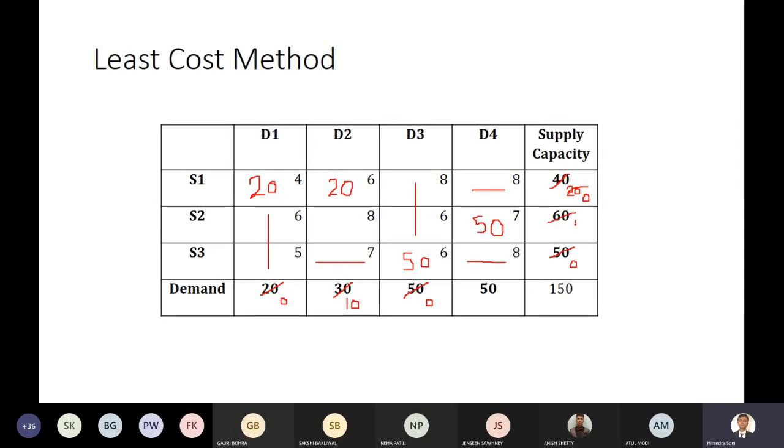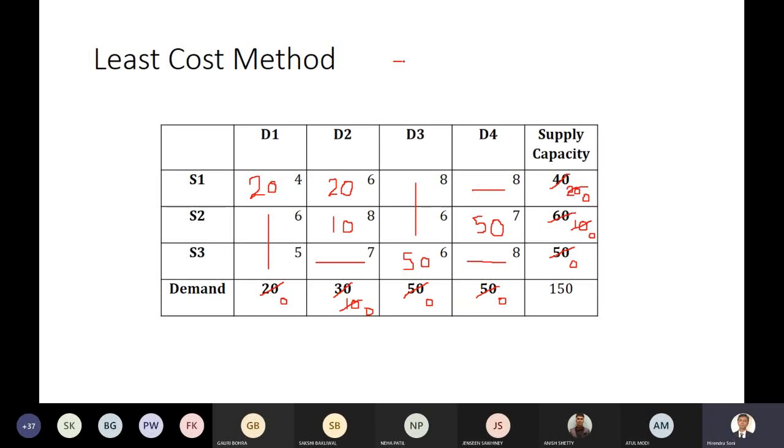So this reduces to 10, and this has also been exhausted. Now we are left with only one cell, and the remaining demand would be coming here only. So this is my last allocation. With this, my demand D2 has also been exhausted. At the same time, the supply capacity of S2 has also been exhausted.